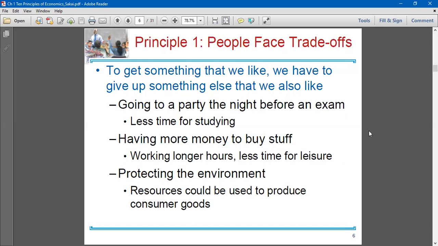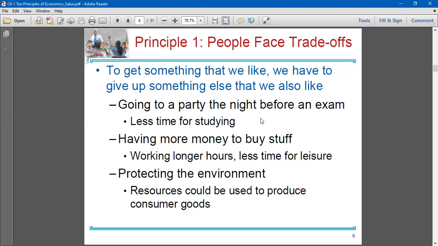Whatever decision that you make, you just know that you are sacrificing something. It doesn't matter the decision. Definitely, there's an opportunity cost somewhere. So look at the examples they give. If you go to a party just the night before your exam, you know that you have limited time or less time to study. So you are sacrificing your studies for that party. So you see the trade-off there. So if you want to study more, you get less time for party. If you want to party more, you get less time to study.